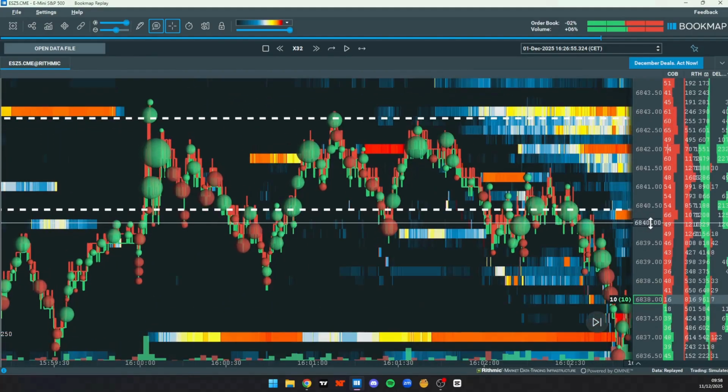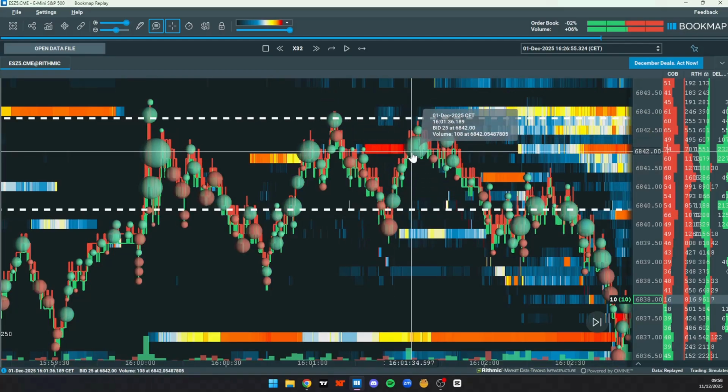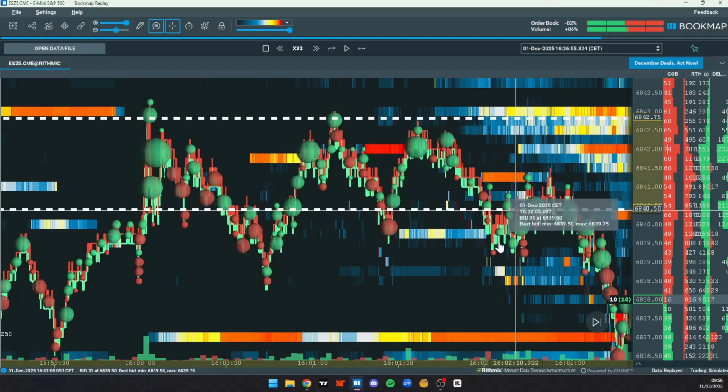Obviously, I've taken so many trades now using the Bookmap that I've seen this pattern over and over again. It's a double top, two failed pops, wait for a retrace, wait for weaker buying. As you can see right here, there's weaker buying.